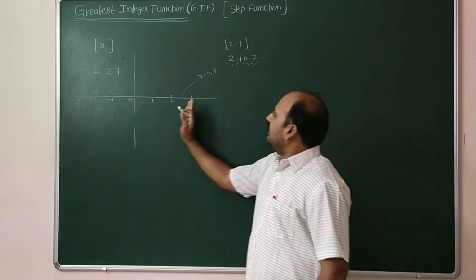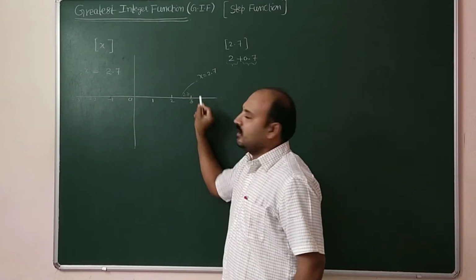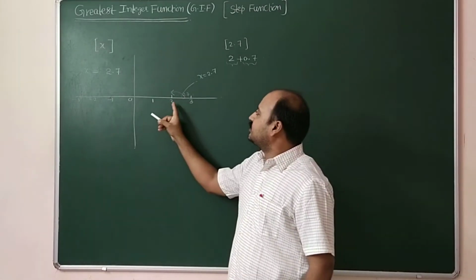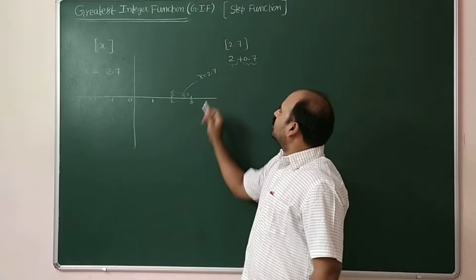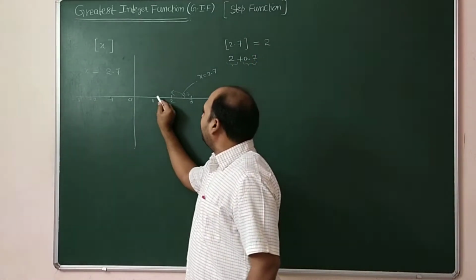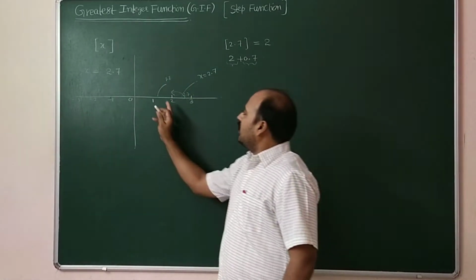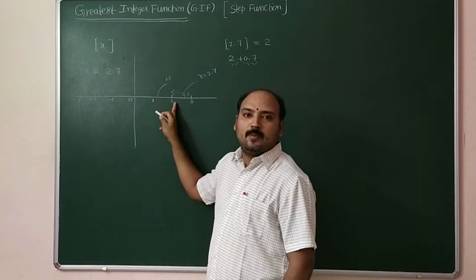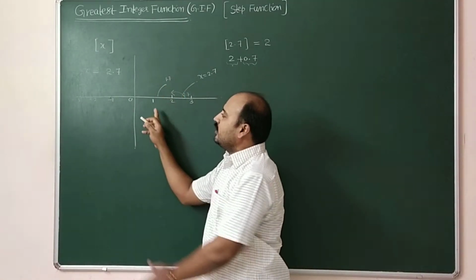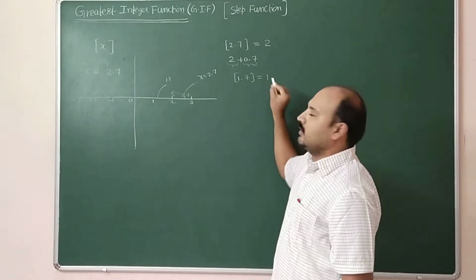So on this left side, 2.7 will be here. The immediate left value, whatever the value is there, it will equal 2. So step of 2.7 is equal to 2. Similarly, suppose you are taking 1.7, it will be in between 1 and 2. For this value 1.7, the immediate left value is 1. So step of 1.7 is equal to 1.